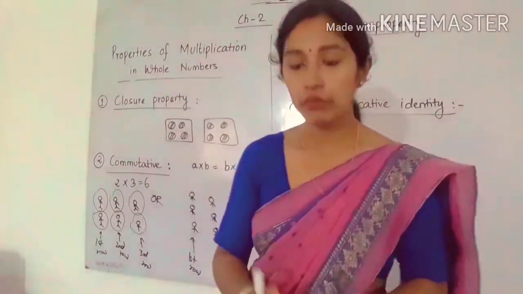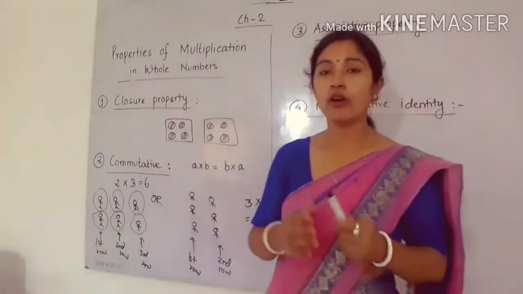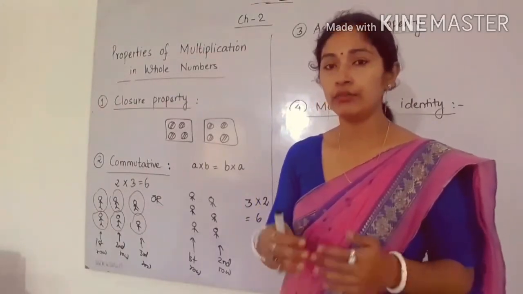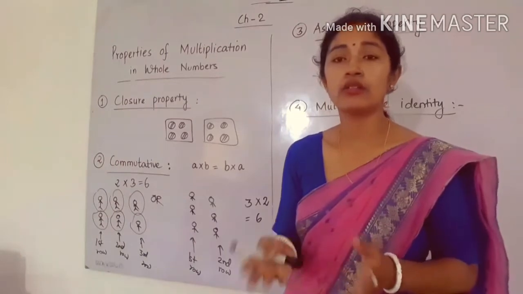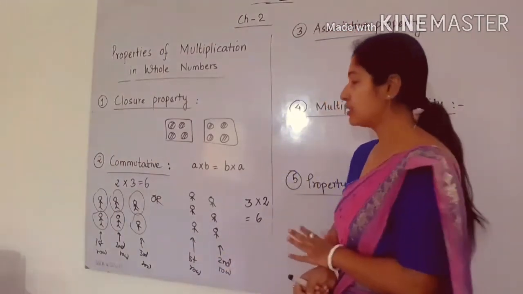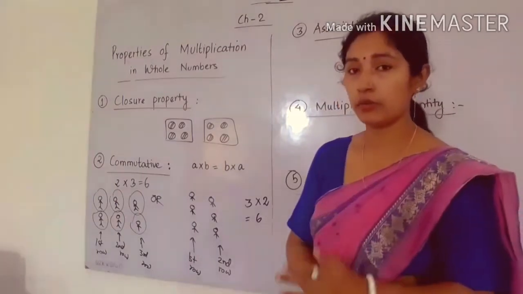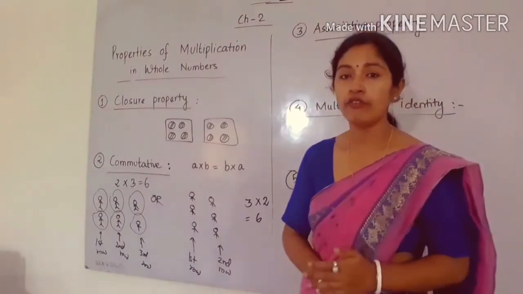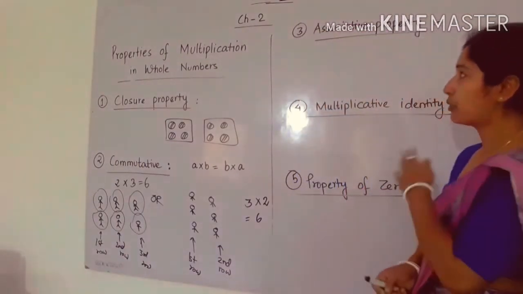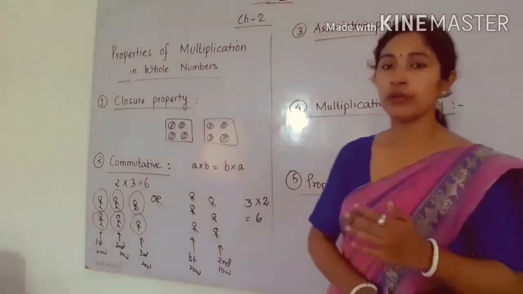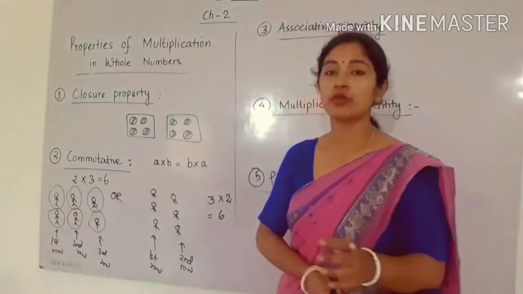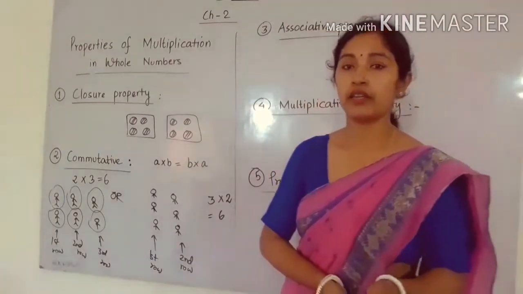Same. That means if we multiply whole numbers, the order does not matter. The order does not change the solution. So here the order does not matter, which means the commutative property is satisfied in the case of multiplication in whole numbers. Similarly, the third property: I already told you in my last class that if the commutative property is satisfied, then the associative property is also satisfied in that case.